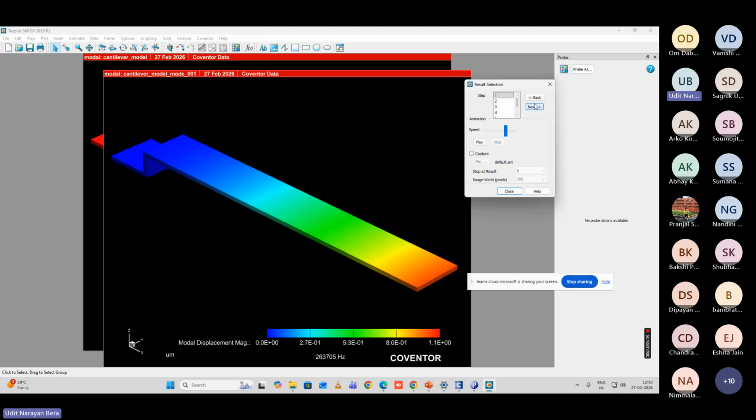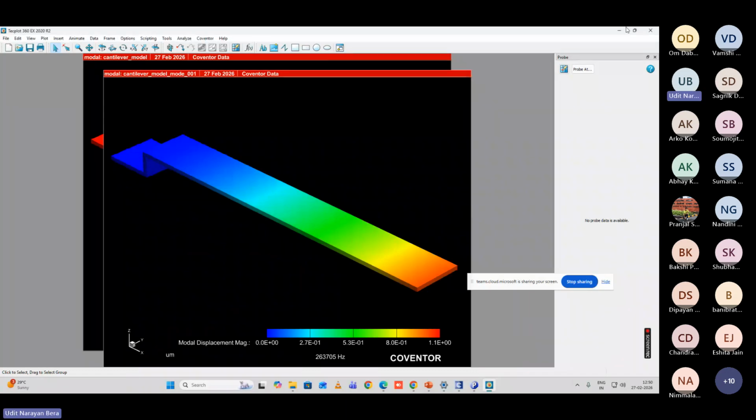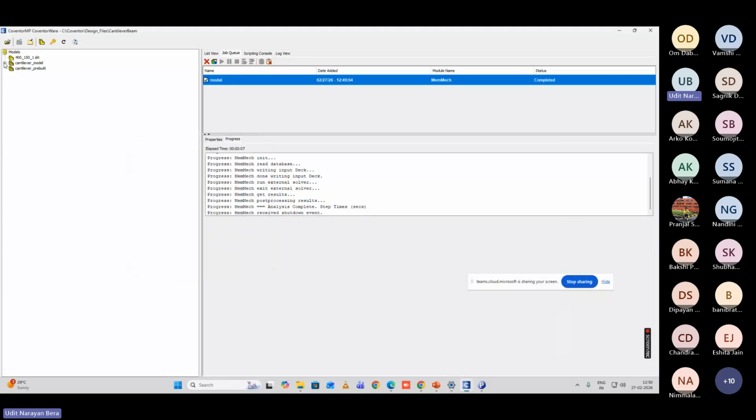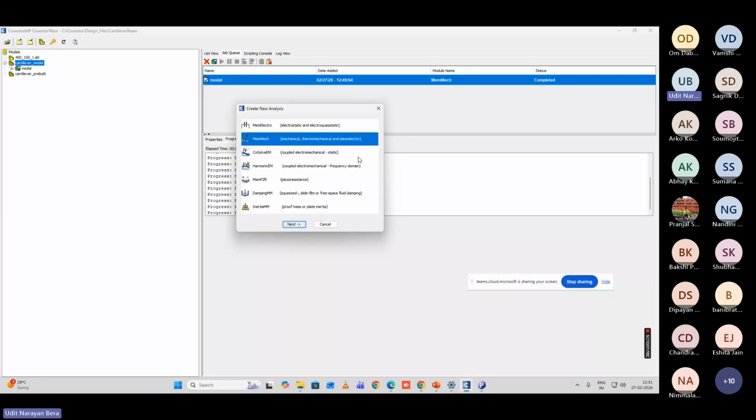Okay. Now, the first result, I hope you got the point. This is the resonant frequency we got. So after that, in MemMech only, we will be doing a different solution. Go to the same MEMS model, and in that MEMS model, go for new analysis again. In MEMS, go for next.